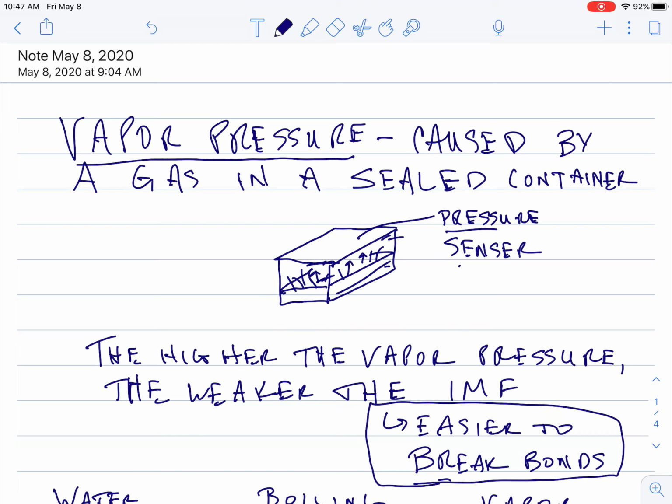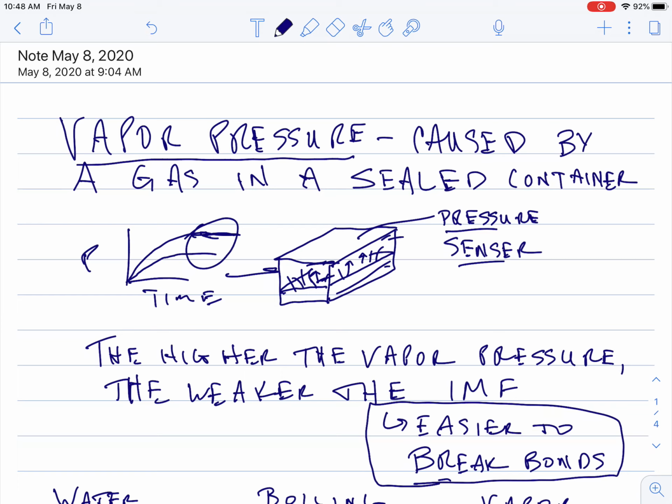And then you're going to put a pressure sensor in here, and you're going to keep track of pressure as a function of time. The pressure is going to increase until it begins to level off. Once it reaches a point of equilibrium, the pressure is going to remain constant. And the more vapor there is up above, the higher that line is going to be. Okay?